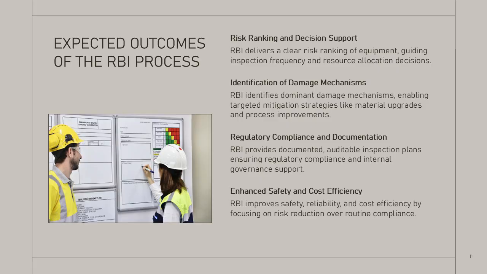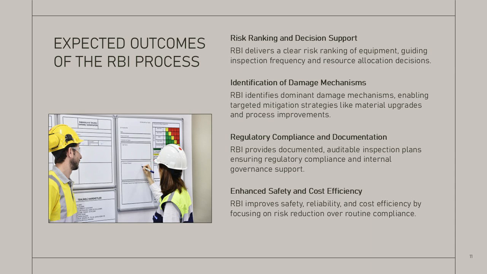The expected outcomes of an RBI process extend beyond simple inspection scheduling. One of the primary deliverables is a clear risk ranking of equipment, enabling organizations to understand where the greatest risks reside. This ranking supports informed decision-making related to inspection frequency, methods, and resource allocation. Another key outcome is the identification of dominant damage mechanisms and risk drivers. This insight allows engineering teams to develop targeted mitigation strategies, such as material upgrades, process changes, or improved inspection techniques.